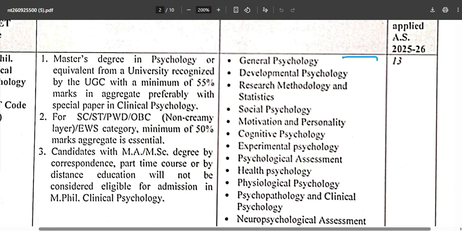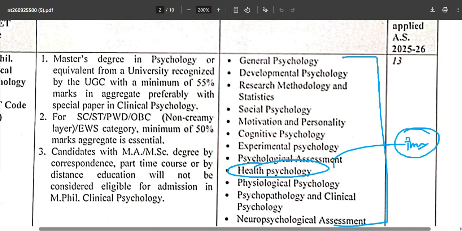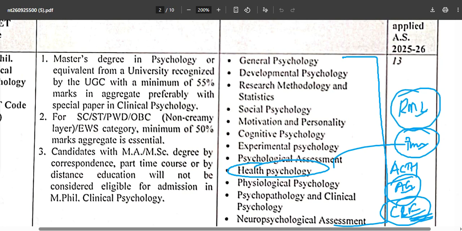Okay, you cannot leave any single topic. If we talk about health psychology, you have to read about the immune system as well. What is happening in your immune system, what is the role of ACTH, what are the adrenal glands doing, what is the role of CRF. Even these small things they can ask you in the RML entrance, because this paper might be tricky for you.